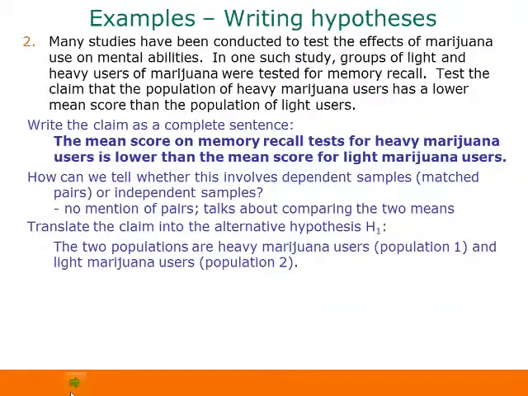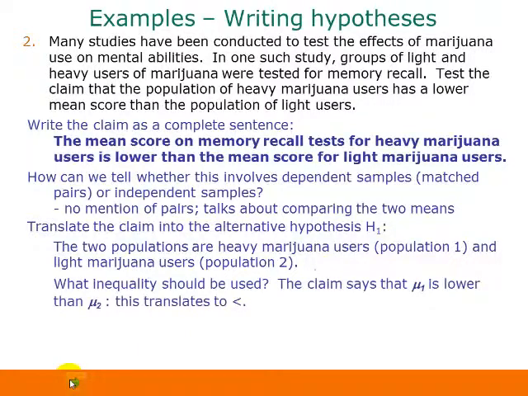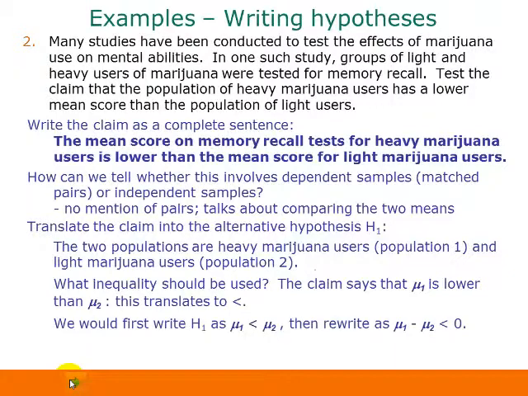So to translate the claim into an alternative hypothesis, we could say the two populations are heavy marijuana users, population 1, and light marijuana users, population 2. And again, that's just because they mentioned heavy marijuana users first in the problem, and we mentioned them first in the claim. What inequality should we use? The claim says that mu sub 1 is lower than mu sub 2, so this translates to a less than.